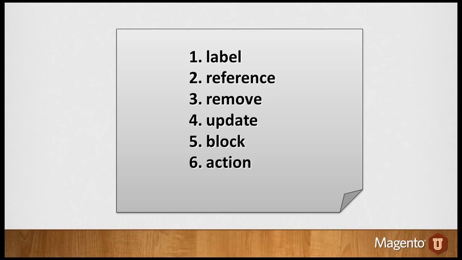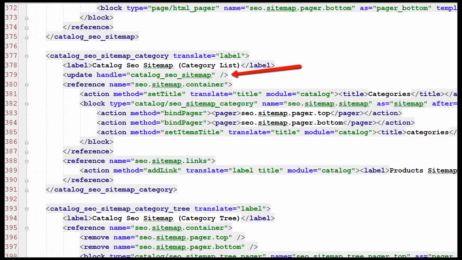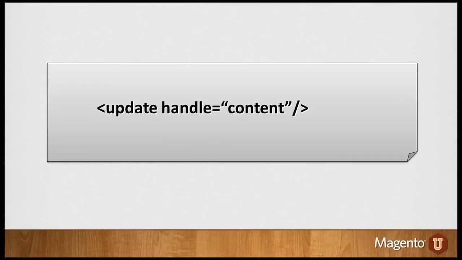Fourth is the update directive. This directive loads a specified layout handle into the current layout handle. It provides a kind of inheritance of layout handles. The syntax is as follows. The update directive must have the handle attribute, which defines the handle of the block to be included. We can use this directive to easily paste another entire handle structure inside a given handle.